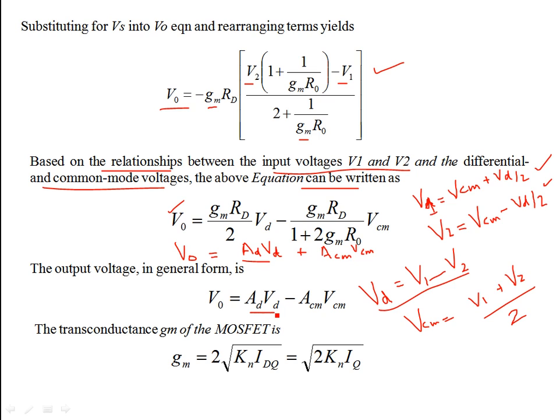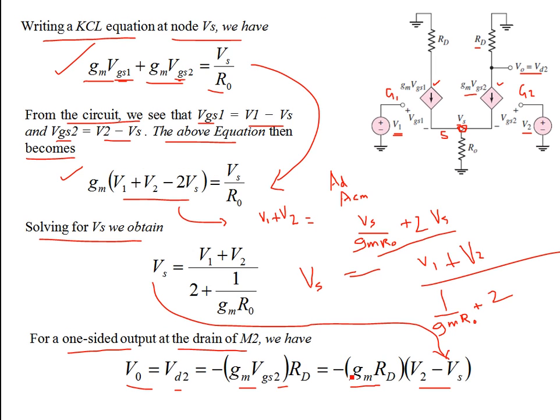So you have AD VD plus ACM VCM, and the transconductance gain gm of the MOSFET in terms of the quiescent drain current is 2 times the square root of Kn IDQ, which can be written as 2 square root of Kn IQ. IQ is the biasing current source. Okay, so there's a difference: IQ is this biasing current source, which has been replaced by a finite resistance R0.